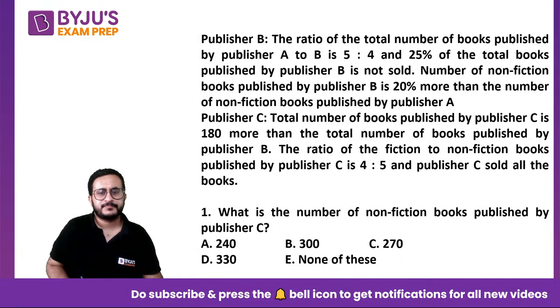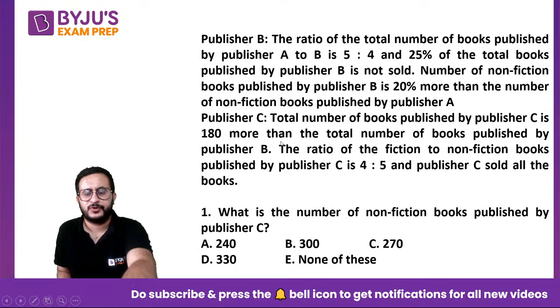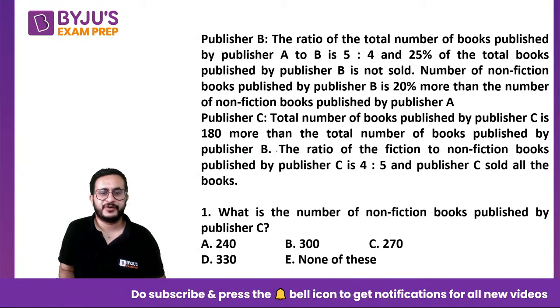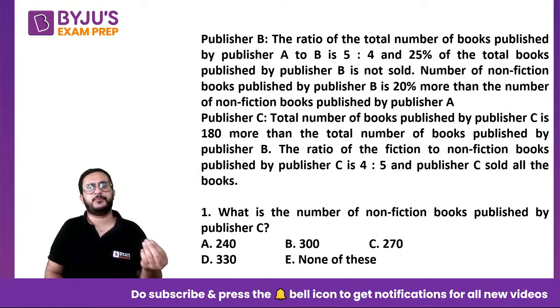But when you read for C, it says the total number of books published by publisher C is 180 more than the total number of books published by publisher B. So you cannot find for C, you will have to find for B. And in B also they have given the ratio of total number of books published by A to B is 5:4. So that means we have to start from A only. It is not that easy as it looks. So this understanding is important.